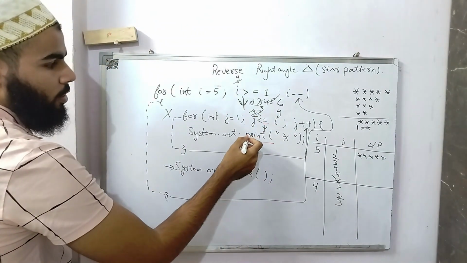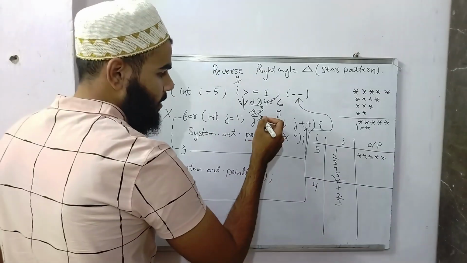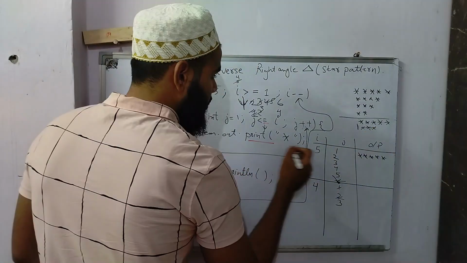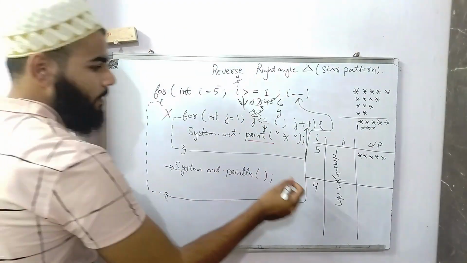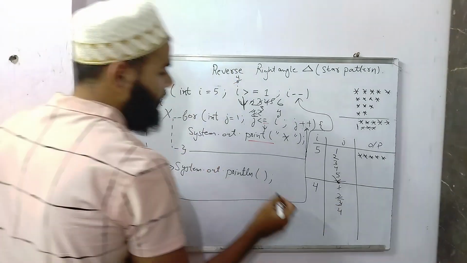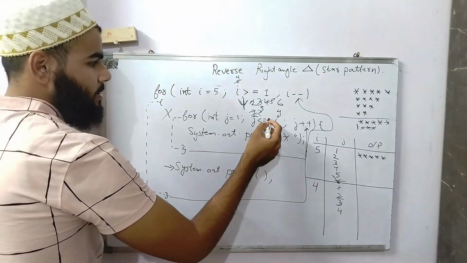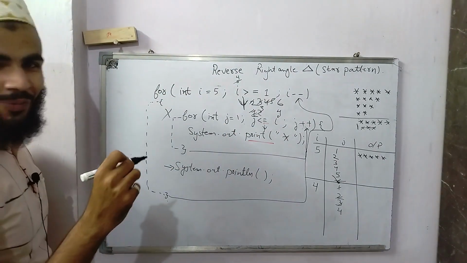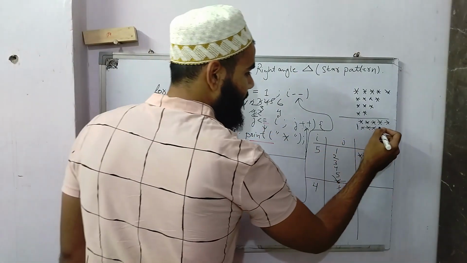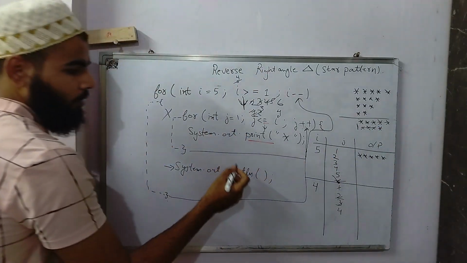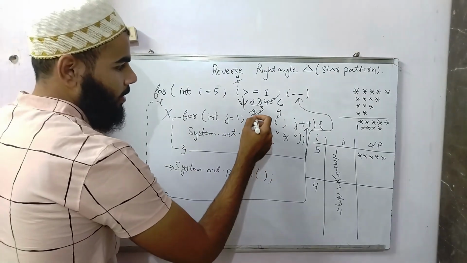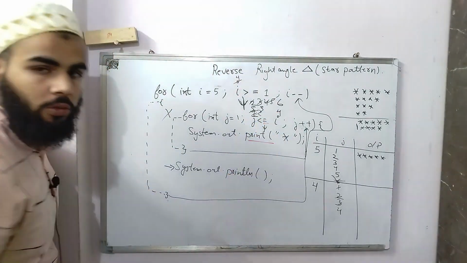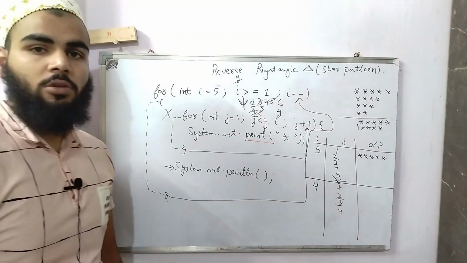Again, is 3 less than or equal to 4? Yes, so again the star will be printed, and the value will be updated. Now 3 will become 4. Now is 4 less than or equal to 4? It is not less, but surely it is equal to 4. So again the star will be printed, and now it will be incremented again. Now this 4 will become 5. Is 5 less than or equal to 4? Of course not. Neither is 5 less nor equal.